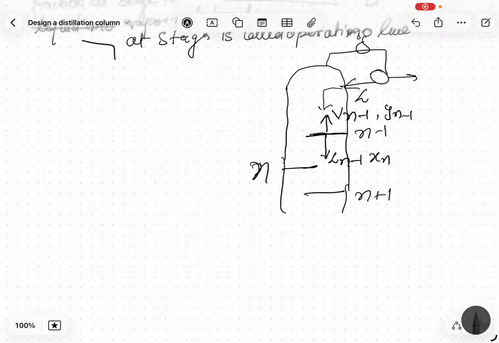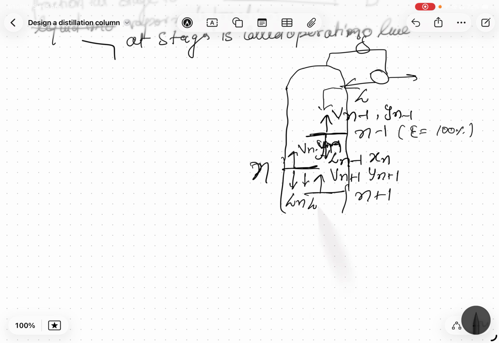Okay, till now what I can assume is that at every stage the efficiency is 100%, which means the stages are maintaining equilibrium: yn minus 1 and xn are in equilibrium. Now similarly, to the nth stage we have Vn plus 1 and yn plus 1 coming in, and from the nth stage we have the vapor Vn with yn going to the n minus 1 stage, and similarly Ln with xn going to the n plus 1 stage.